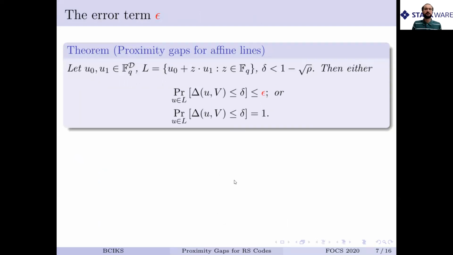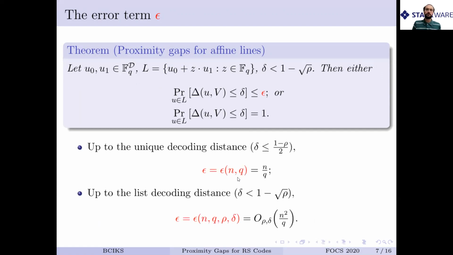So what is this error term epsilon? We have two different ranges. We have the unique decoding distance. So for delta up to (1 minus rho) over 2, this is the regime in which, if there is a codeword that is delta close to u, it's unique. In this range, we can take the error term to be just n over q. So this means that for the theorem to have any meaning, q needs to be at least of size n. Otherwise, of course, if epsilon is greater than 1, then there is no content to this statement. But for any epsilon which is less than 1, there is some interesting content here. And as long as q is at least linear in n, we see that there is real substance here.